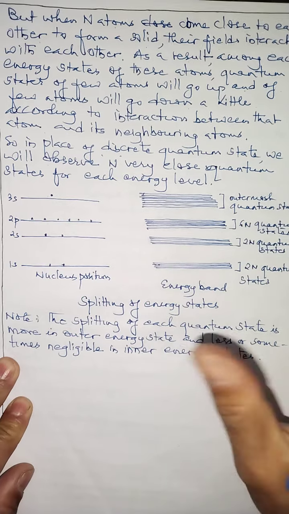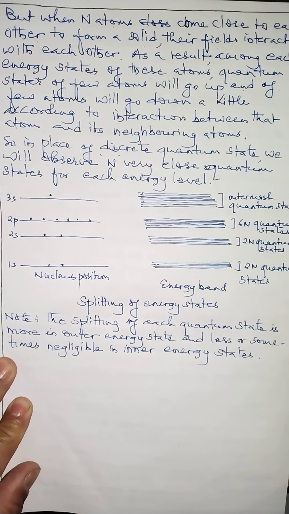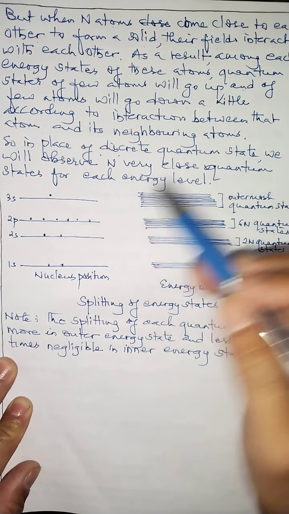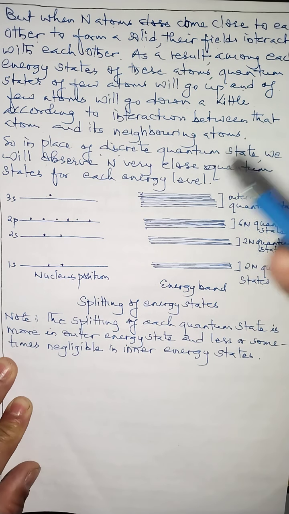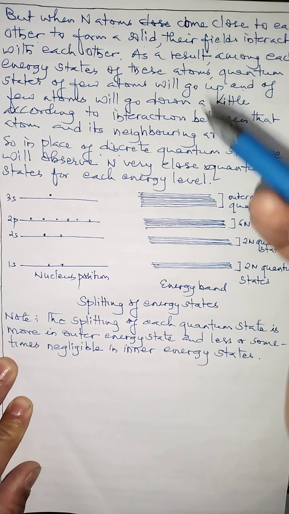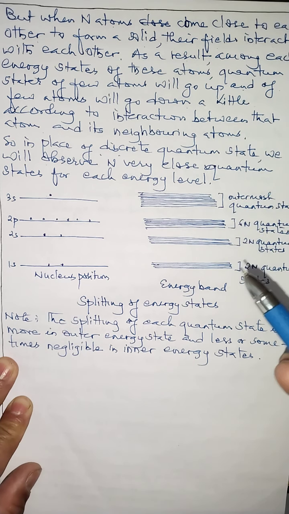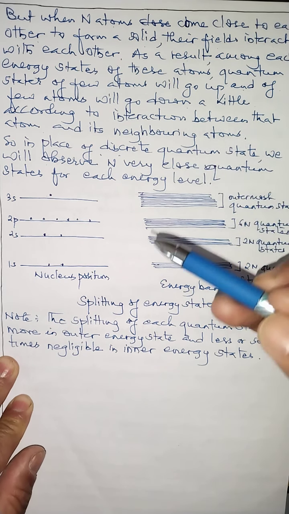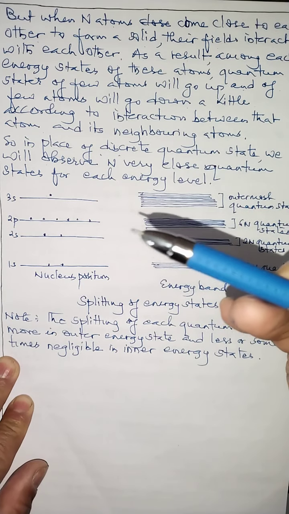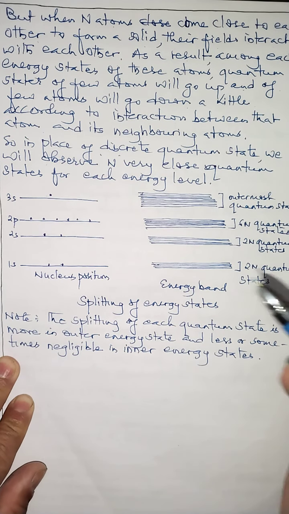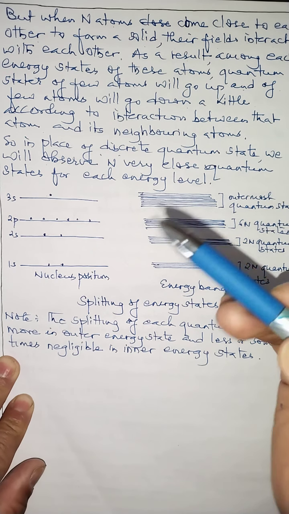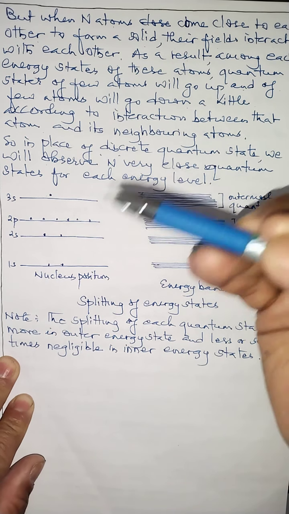So what happens when n atoms come closer to each other? There is an interaction between the electrons in the neighboring atoms, and there is an interaction between the electron and the nucleus in the neighboring atoms. With this, there is a modification in the electric field produced by each atom on another atom. So when this field gets modified, that means the energy level also gets modified.